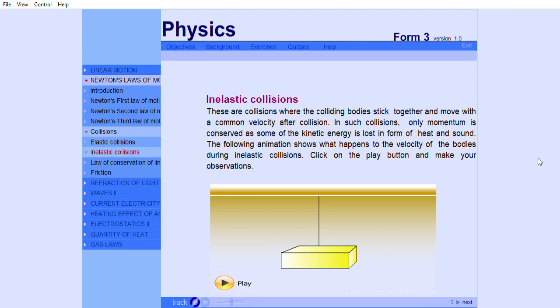Inelastic collisions. These are collisions where the colliding bodies stick together and move with a common velocity after collision. In such collisions, only momentum is conserved as some of the kinetic energy is lost in the form of heat and sound. The following animation shows what happens to the velocity of the bodies during inelastic collisions. Click on the play button and make your observations.